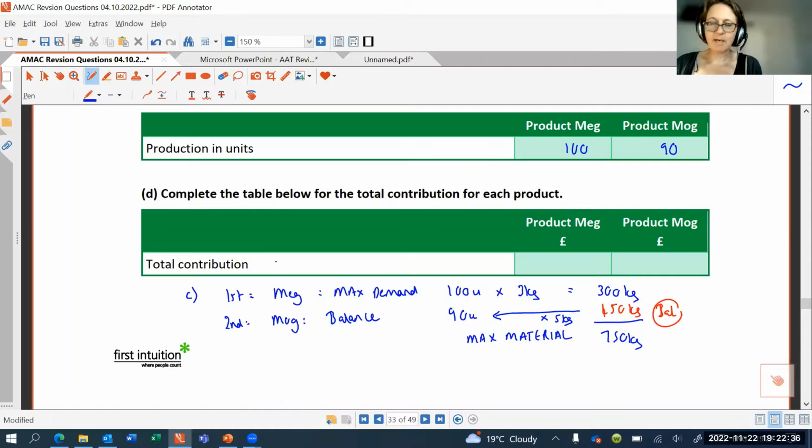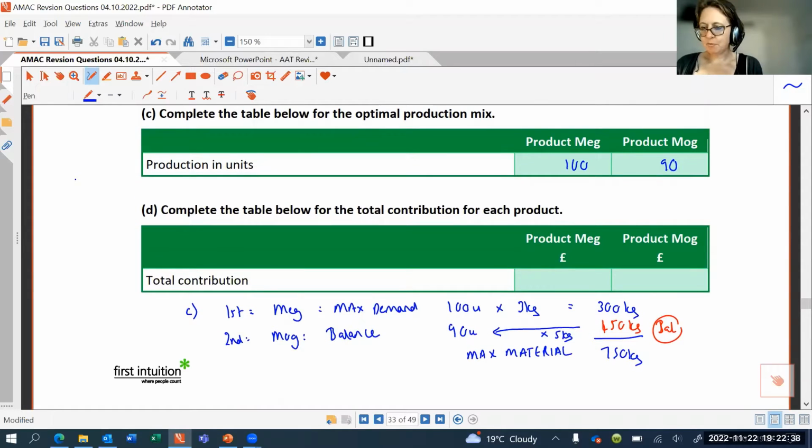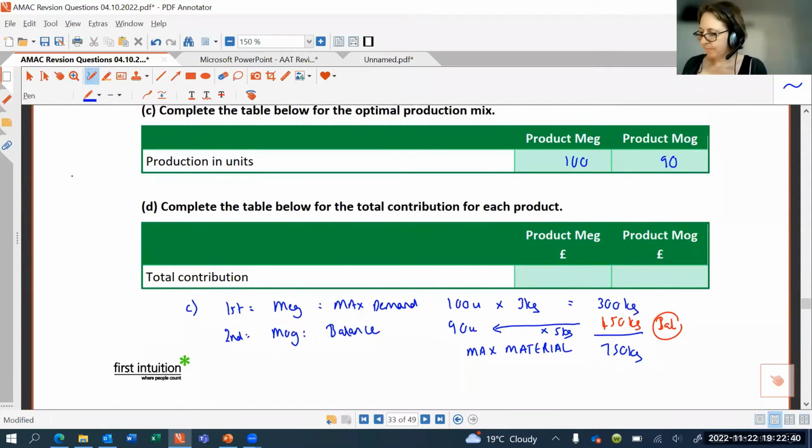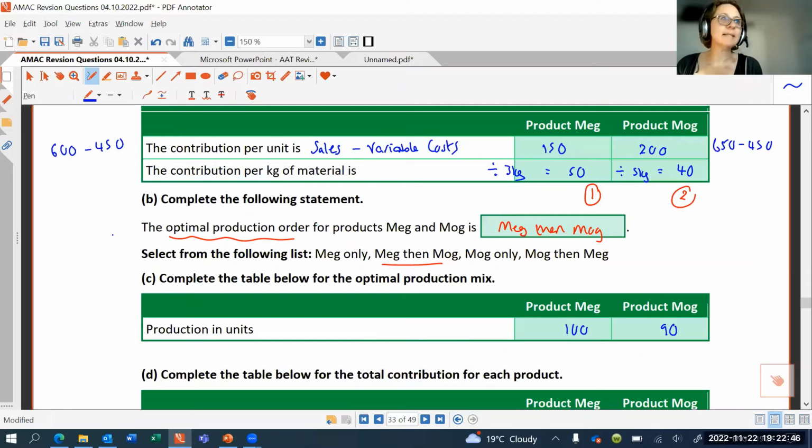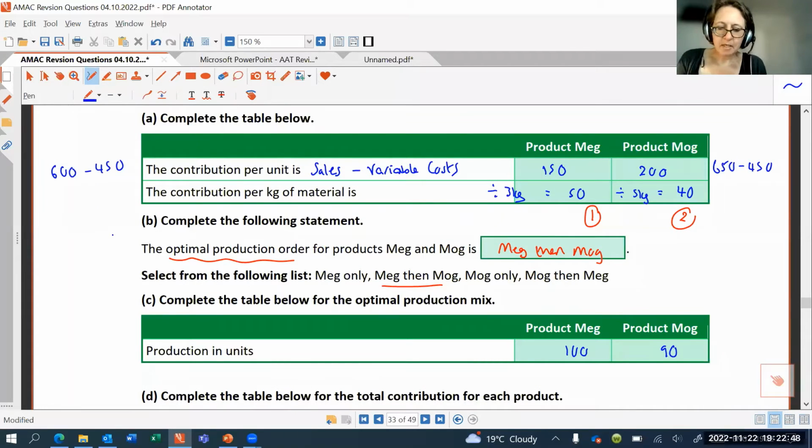We know how many units we're going to make. How much will that contribute? Any thoughts on that? Think about what you've already calculated. You know from up here that the MEG makes £150 for a whole one. So got £150. Yes, exactly. £150 is the contribution of the MEG.